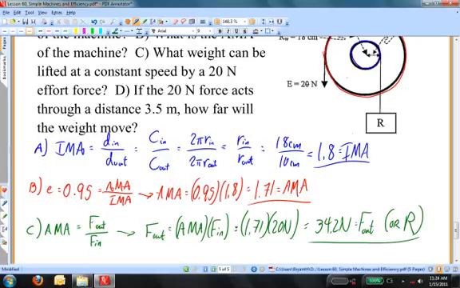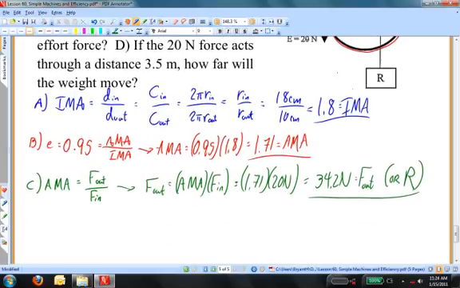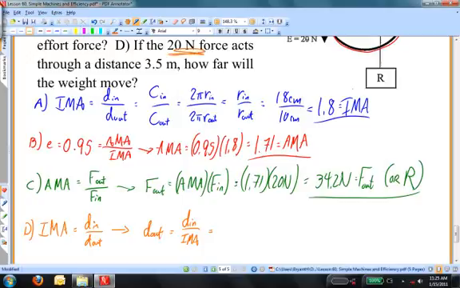Part D. If the 20 Newton force acts through a distance of 3.5 meters, how far will the weight move? Well, I know what my ideal mechanical advantage is, and I know what my input distance is. It's 3.5 meters, so I can figure out what the output distance is going to be. Now my ideal mechanical advantage is 1.8, and since they tell me that my 20 Newton force acts through 3.5 meters, my input distance is going to be 3.5 meters. So using this system, if I pull 3.5 meters worth of rope around the big axle, then my weight is going to lift by just under 2 meters, 1.94 repeating meters.